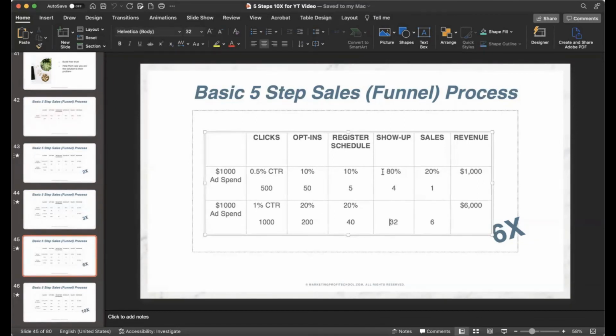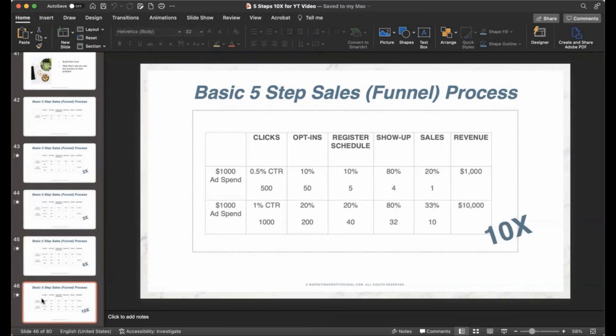And we're not changing this 80% because that's a really good show up rate. If you're getting people to show up at 80%, you're not going to mess with anything at that step. You're getting 32 people on calls and you're only closing 20% of them. That's still 6 sales. So imagine, let's just say if your offer is a $3,000 or $5,000 offer, now you're at like 30 grand if it's a $5,000 offer, right? So that's a whole different ball game.